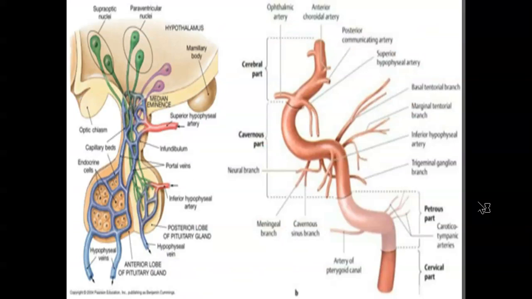Now again the same image. Here we have the inferior hypophyseal artery coming from the meningohypophyseal trunk, supplying the posterior lobe of the pituitary gland, whereas the superior hypophyseal artery coming from the ophthalmic segment supplies the anterior lobe. Then plus we have the infundibular arteries, which supply the stalk of the pituitary gland.